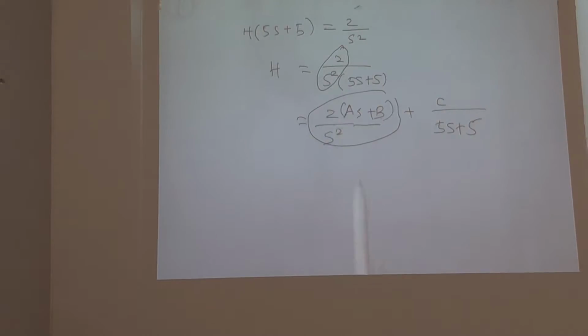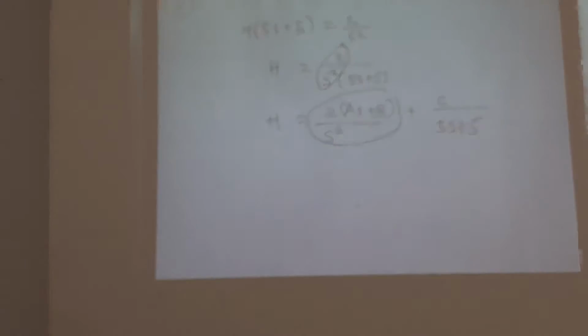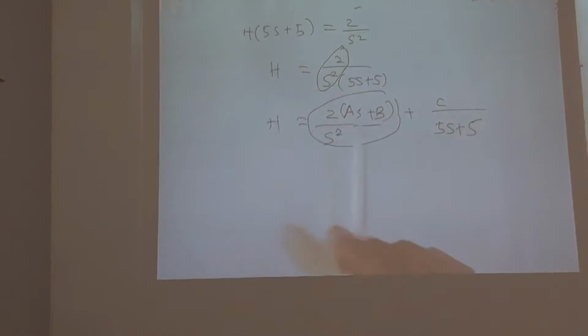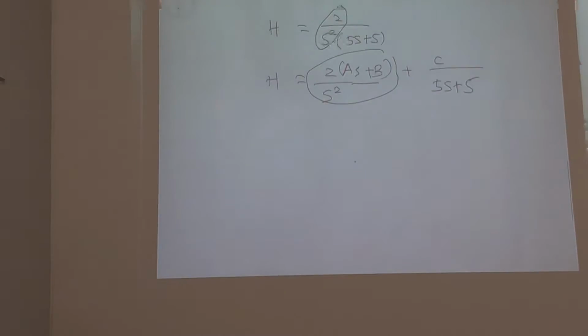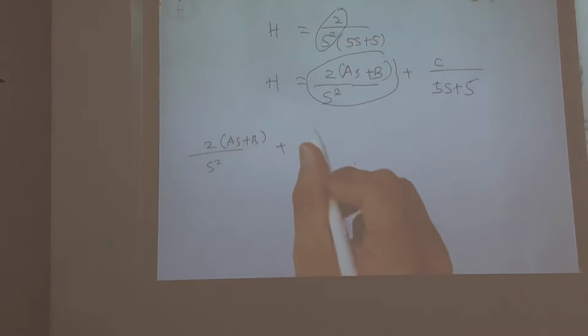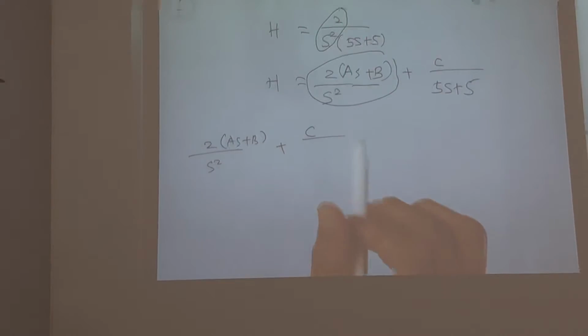Why do I need to break it like this? Because once I break it like this, I can find the nearest format from the table. And before I can do that, I must solve for A, B, and C. So I don't look at this one, I take this one out. What I have here is 2 divided by s power 2 times 5s plus 5, the normal partial fraction way of doing it.